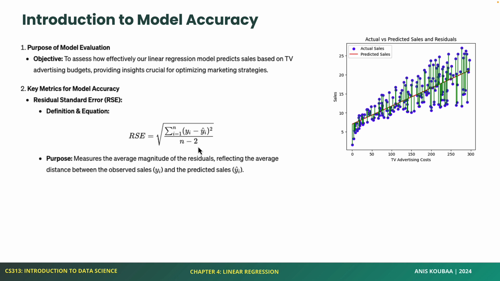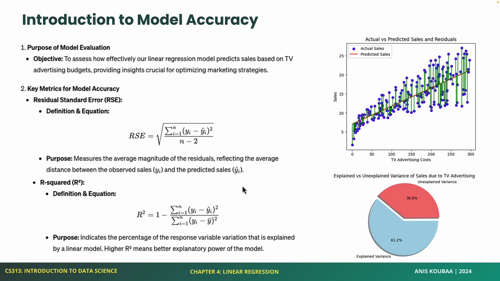And here it's divided by n minus 2. So 2 here represents the number of coefficients to predict. Okay, so here we have two coefficients, beta 0 and beta 1. Yes, so if we have more weights, as we are going to see, so we need to make minus k, the number of weights, minus 1. Okay, so this measures the average magnitude of the residuals, or of the error, between the observed values and the predicted values.